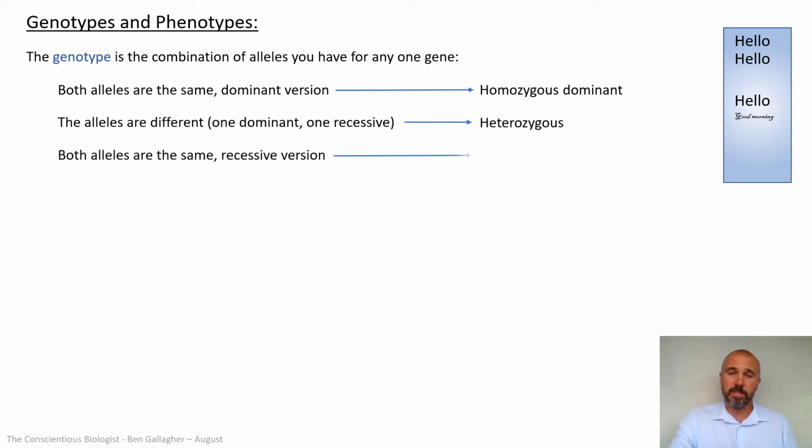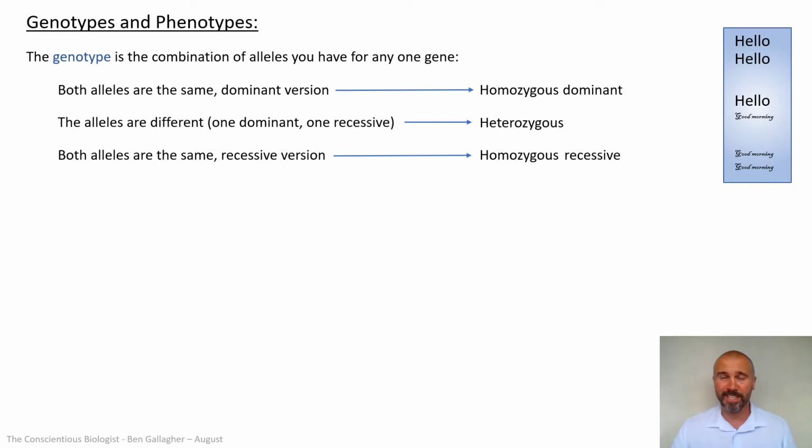If they're the same but they're recessive, hopefully you work this one out. It's homozygous, but this time it's homozygous recessive, and that's the good morning, good morning. Okay, again, key terms you must know: homozygous dominant, heterozygous, homozygous recessive. Those are the three genotypes which show the two alleles that you've got, the combination of alleles.